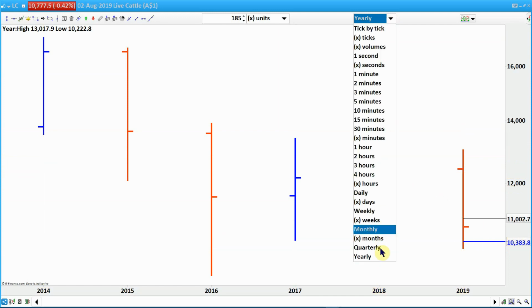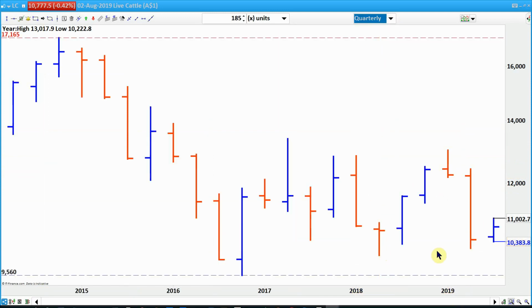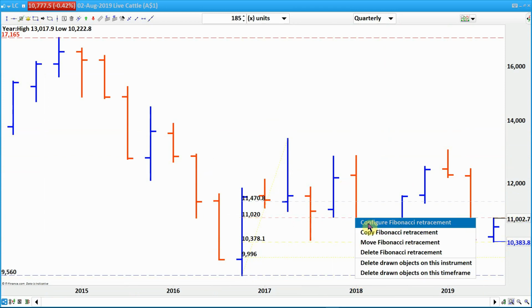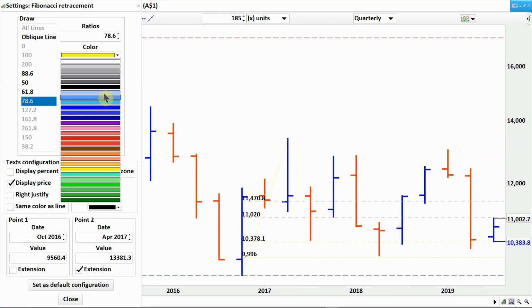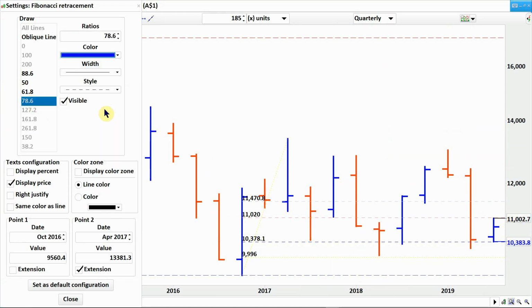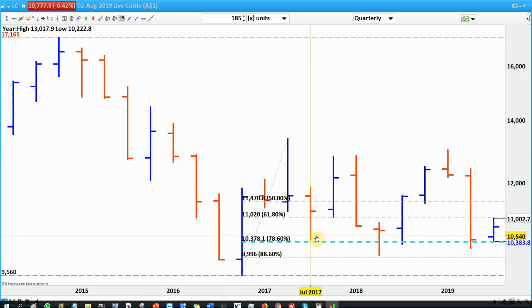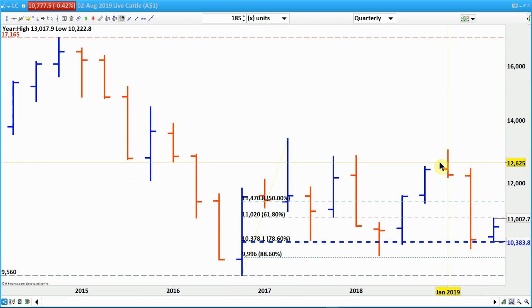And if we go to quarterly, we have all sellers out, which is the low from here to here, and the all sellers out at 78.6. Yeah, so that was the all sellers out on the 78.6. It did not quite touch 88.6. And then this is quarterly.